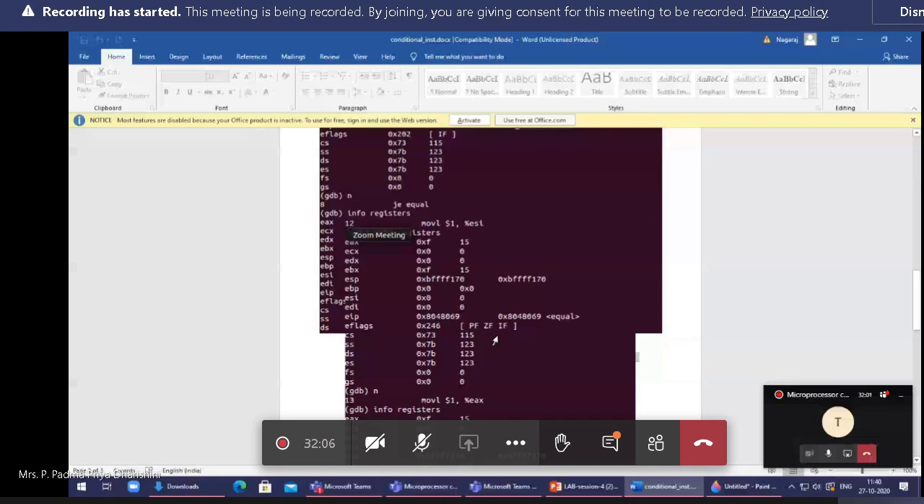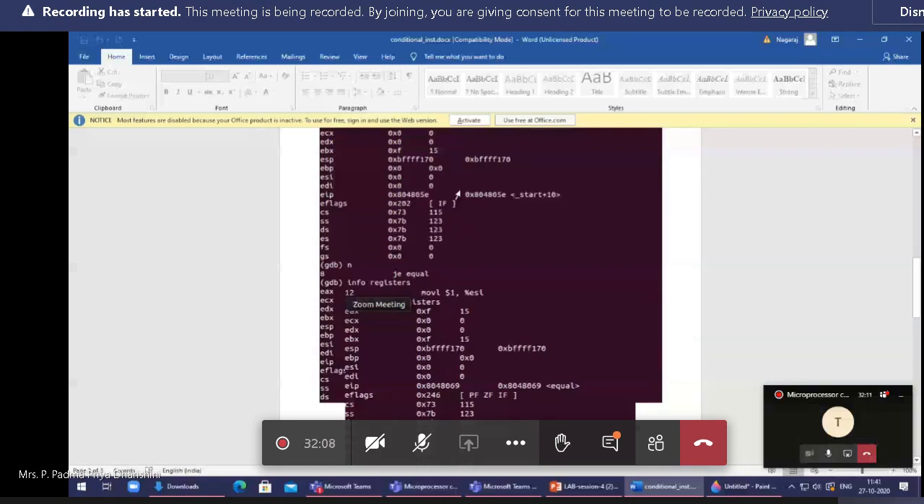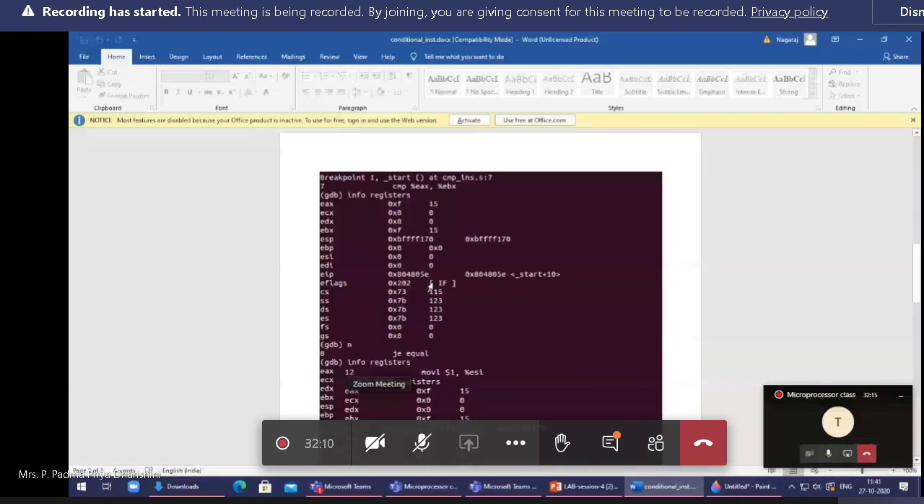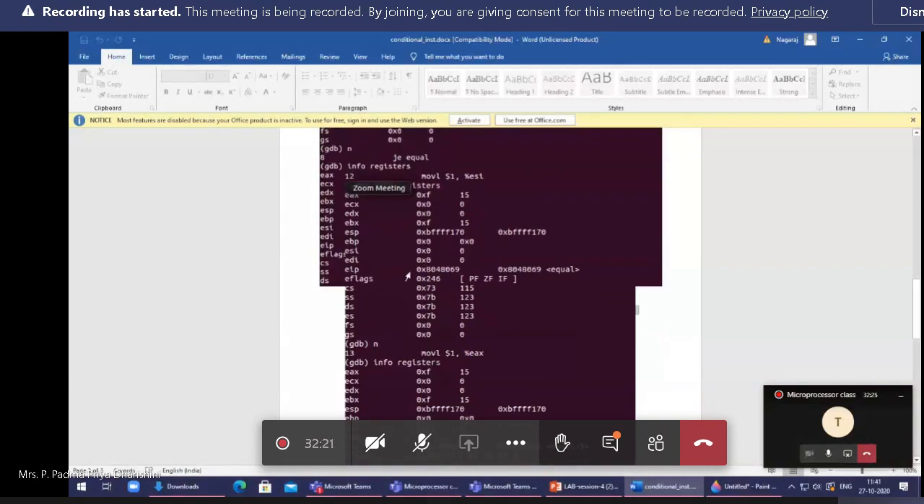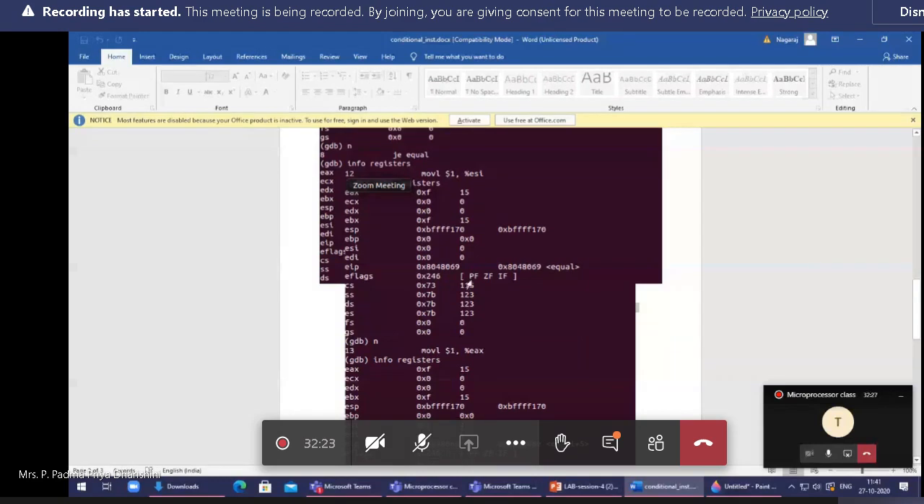Before performing the compare instruction, in EFLAGS only one flag is enabled. After performing this compare operation, that means subtraction is performed and the result is 0. So based on that, you can see that the zero flag is set. This is how you have to find out whether the result is 0 or not.